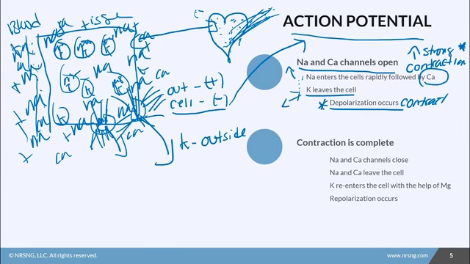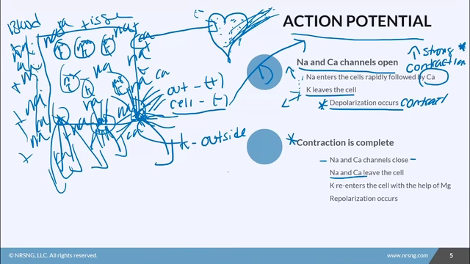So after all this has happened and the heart has finished depolarizing and contraction is complete, the sodium and calcium channels close. Sodium and calcium then leave the cell because it's done doing its job. It's done depolarizing. So as sodium is leaving, potassium then goes, okay, I'm coming back in. Since sodium is out, potassium goes back in.